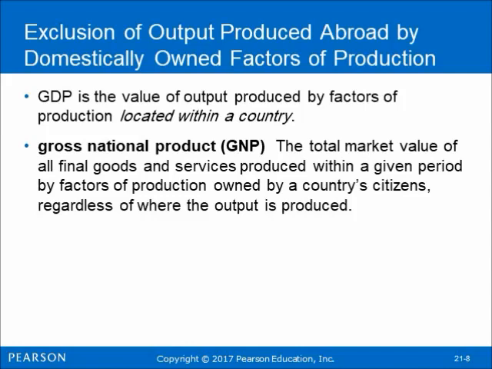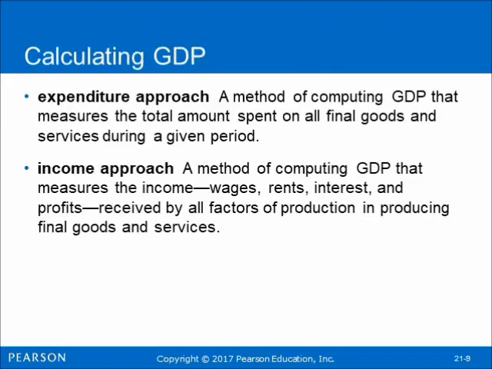GDP is the value of output produced by factors of production located within a country. However, gross national product, or GNP, is the total market value of all final goods and services produced within a given period by factors of production owned by a country's citizens, regardless of where the output is produced.